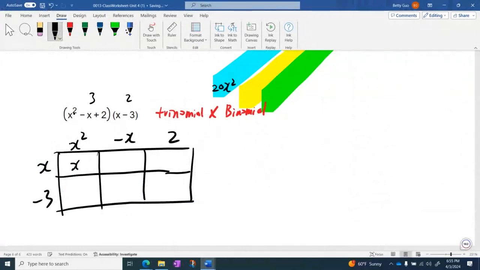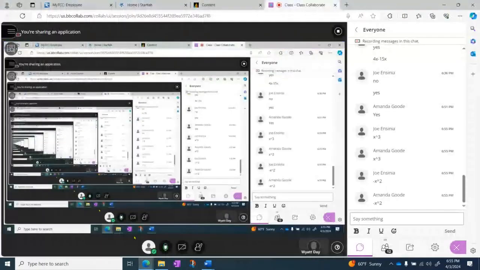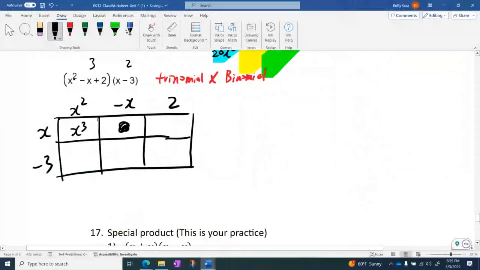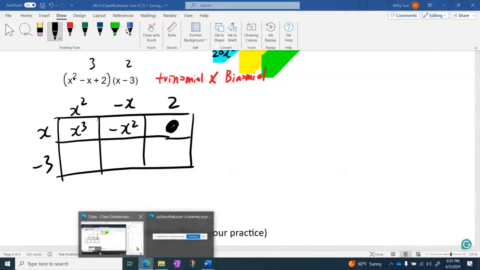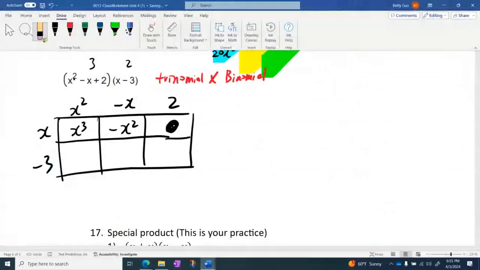x cubed. And then we do here. Tell me, please, what do we have in row 1, column 2? x times negative x. Always multiply because we are multiplying two polynomials. And you don't have 0, guys. Negative x squared. Very good. Let me write it down. Negative x squared. And what do we have here? Row 1, column 3, x times 2. 2x. Very good. Let me write it down. 2x here.